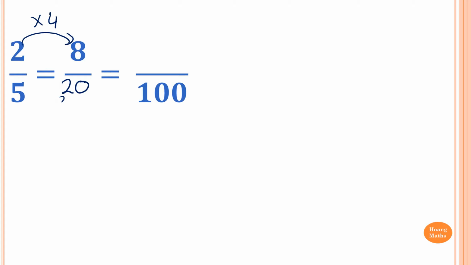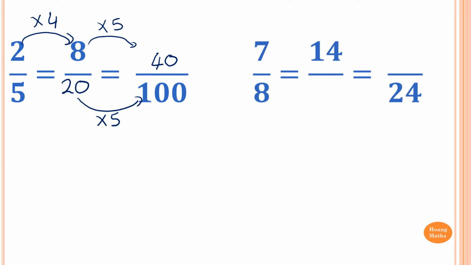To get to 100, we know that from 20 to 100 is 5 times, because 5 times 20 is 100. So therefore, from 8 to this number, we times by 5 as well. So 8 times 5 is 40. 7 over 8 is equal to 14 over something.